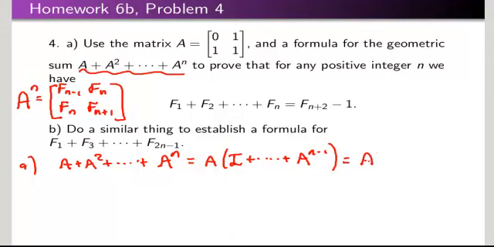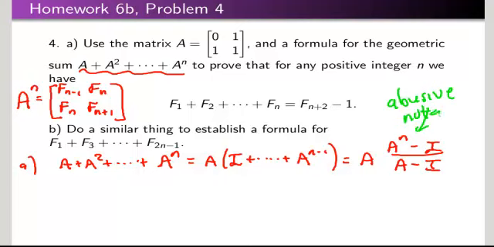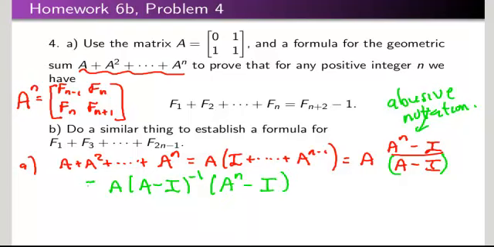And then normally when we write a geometric sum, we would go like this. Of course, that's an abuse of notation. Abusive notation. But it helps us remember how this works. What are we really looking at there? You're talking about the inverse of some matrix in the denominator. So you have (A minus I) inverse times (A to the n minus I), like that. And now just calculate it.